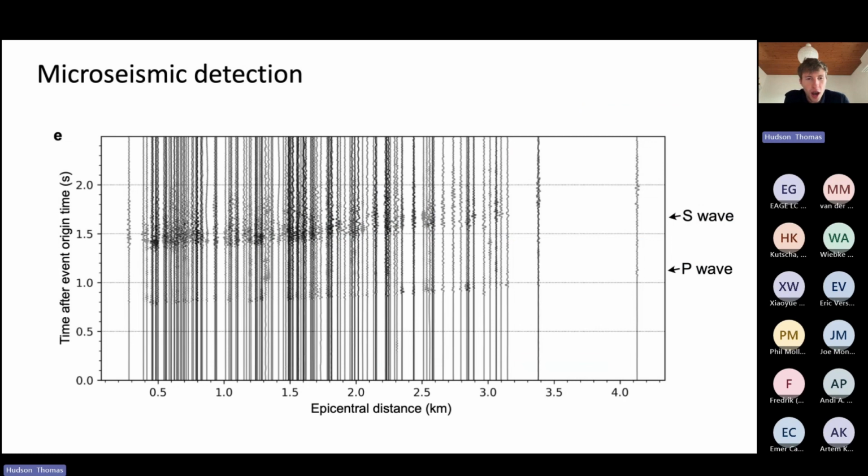I just wanted to show you one of these events in a bit more detail. Here's a plot of time after the event origin time versus epicentral distance, so distance from the earthquake. And you can see the 450 receivers or so here, and you can see a really clear P wave arrival and an S wave arrival. And this is just the data with a simple bandpass filter applied. And I was really impressed by this data actually, considering these are $100 instruments made with piezoelectric sensors. They perform really well.